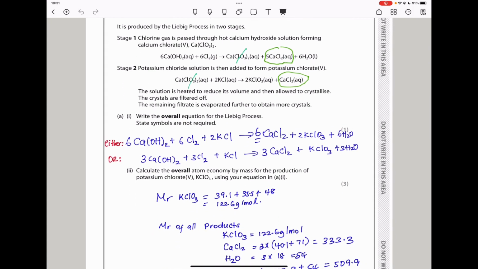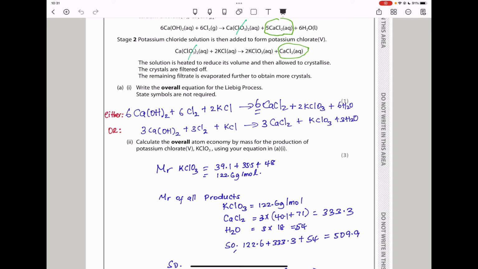Moving on. Here they say calculate the overall atomic economy by mass for the production of potassium chlorate 5 using your equation in A1. Here I began by looking at the molar mass of potassium chlorate, which is, for potassium we can see is 39.1, and for chlorine 35.5, and 3 oxygens is going to be 48. Adding everything up, we get 122.6 gram per mole.